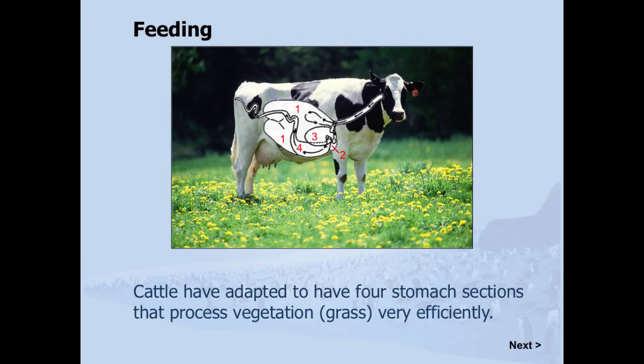Cattle have adapted a four-chambered stomach section that processes vegetation like grass very effectively. Grass is extremely hard to digest. Most of the time, even salads and things, if they haven't already been broken down by heat for cooking, our body tends to just pass them through. Well, if that's all you eat, you're not getting the nutrients. So cows adapted a four-chamber stomach to fully break down grass and get all the nutrients out of it that they could.